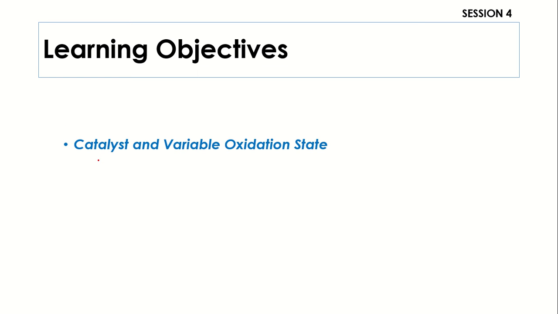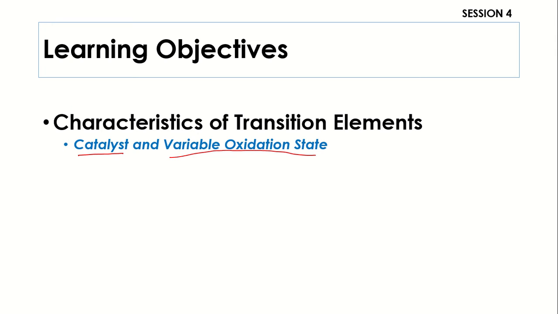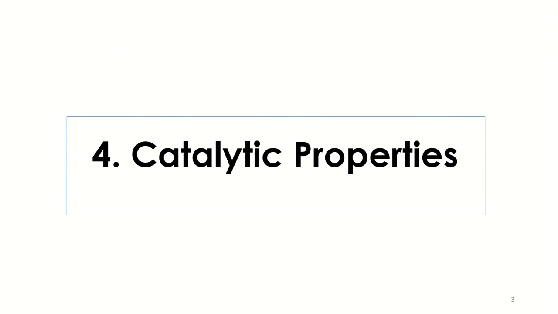Learning objective number 1: we're going to learn the catalytic property of transition elements, how the transition elements help the chemical reaction to speed up. And the second chemical property is variable oxidation state. So we're going to learn how transition elements show more than one oxidation state. So the first one is catalytic properties.